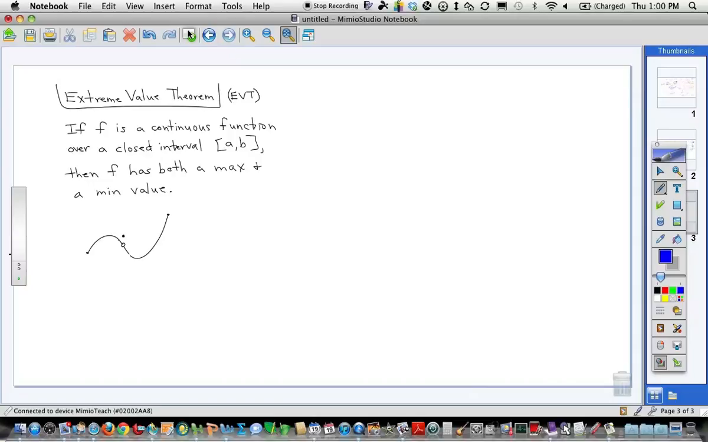Is there a max and min? Absolutely. Now, let's change it just a little bit. Now, is there a max? There's clearly a min value. Is there a highest value? What's the point right before that? If this is 3, tell me the point right before 3.